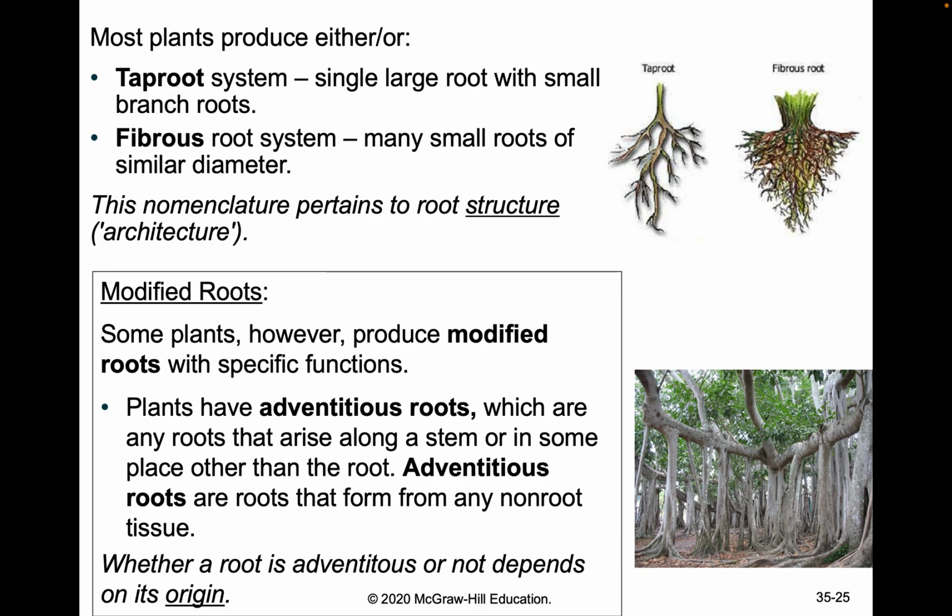The taproot system, basically, is one main large root, which is shown here, and it's branched. Then you have the fibrous root, where you don't have one main root. It's actually just many small roots with very small diameters, as you can clearly see here. So plants can have either the taproot or the fibrous root, depending on what they have. However, some roots will actually grow in the stem.